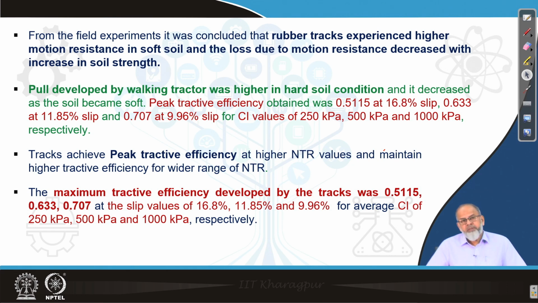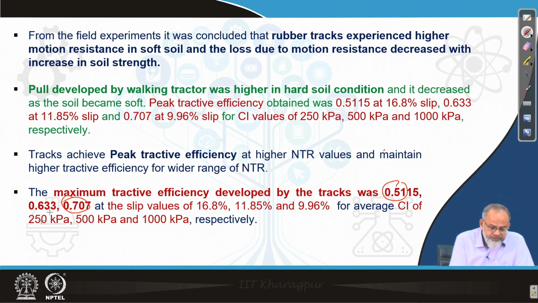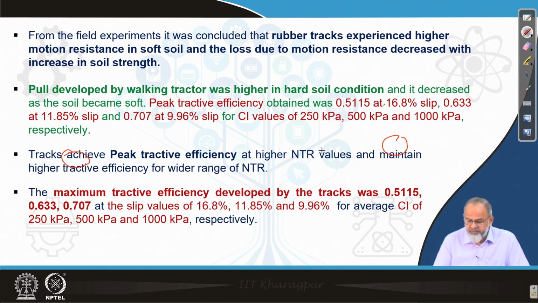Then the maximum tractive efficiency, which I have already discussed, is 51% in case of soft soil, and in case of hard soil it is 70%, and the slip is within the limit of 20%. In case of wheels we usually take wheel slip to be within 20%, but what we are observing here is that in case of a track, the maximum is obtained at less than 20%.